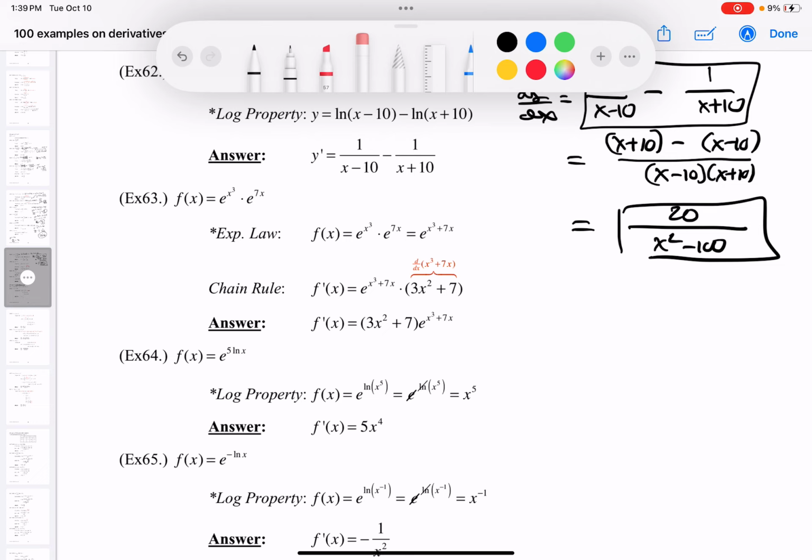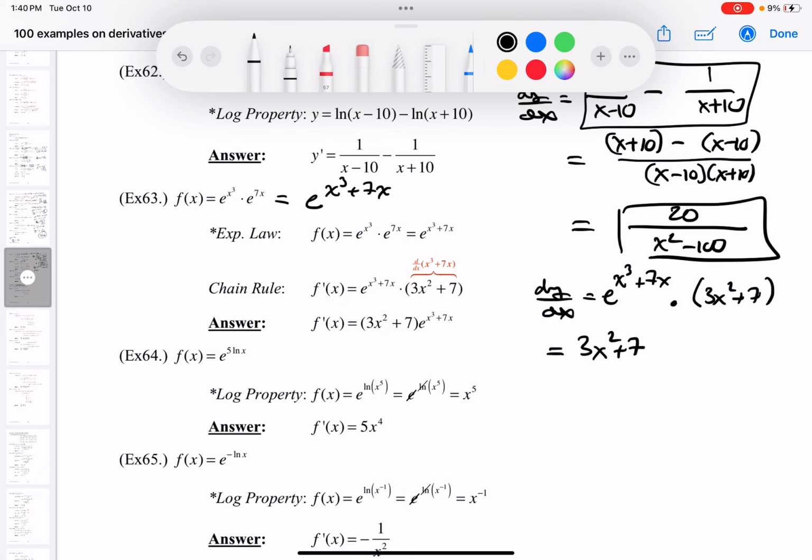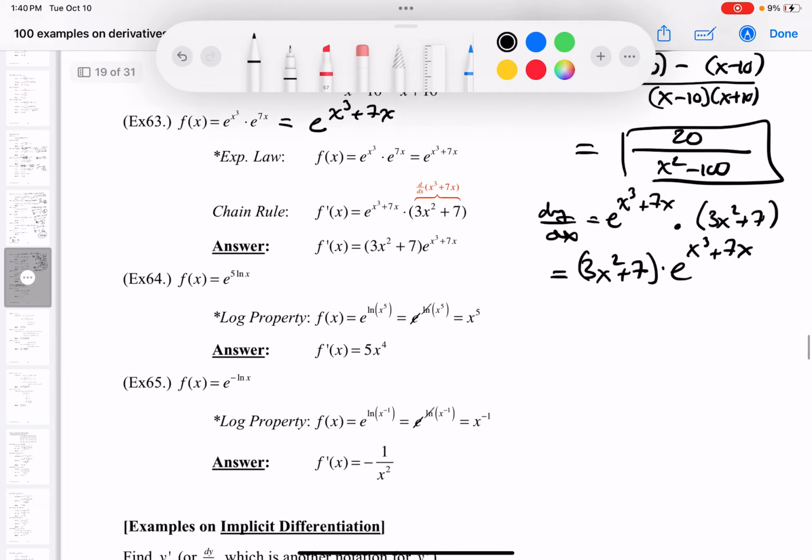Let me look at 63. I would use rules of exponents now. What's it going to be? E to the x cubed plus 7x. And the derivative there, dy dx, is going to be... I'm sorry, I made a mistake there. It's going to be e to the power times the derivative of the power, which is 3x squared plus 7. I want to clean that up a little bit. 3x squared plus 7 times e to the x cubed plus 7x. All right, let's keep moving.